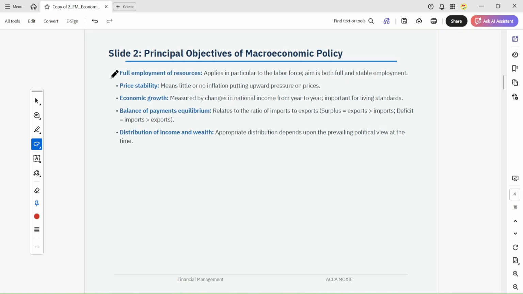Next, what are the objectives? What is the objective of the government? If this is the government and these are the citizens, the government objective is to make people happy. That is the objective of the government. When you get money, you will be happy.